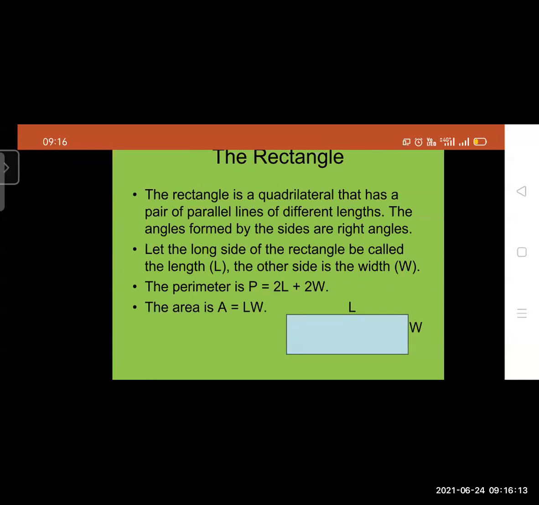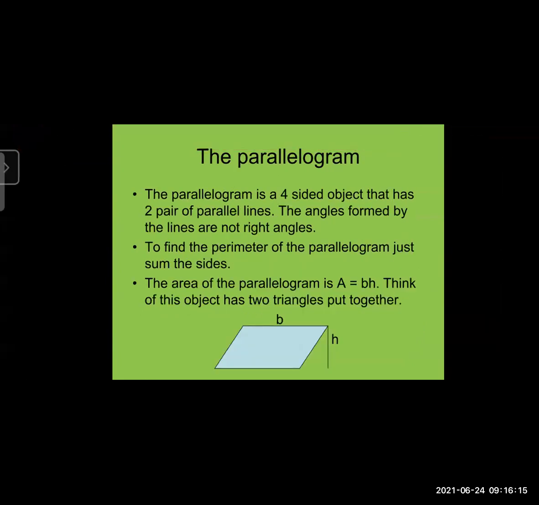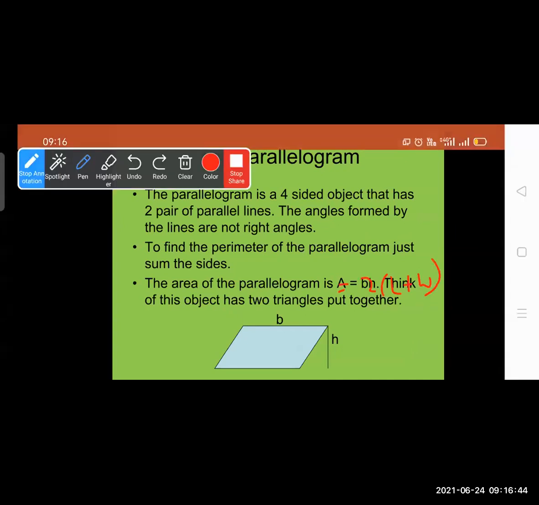Now third one, parallelogram. So parallelogram again is a type of quadrilateral. Parallelogram is a four-sided object that has two pairs of parallel lines. So there are two pairs of parallel lines, and angles formed by the lines are not right angles, but the condition is opposite angles are equal. So to find the perimeter of the parallelogram, we just have to sum all the sides. Okay, see, it's very simple. Here we get B, then H, then add all this, we get the perimeter easily.